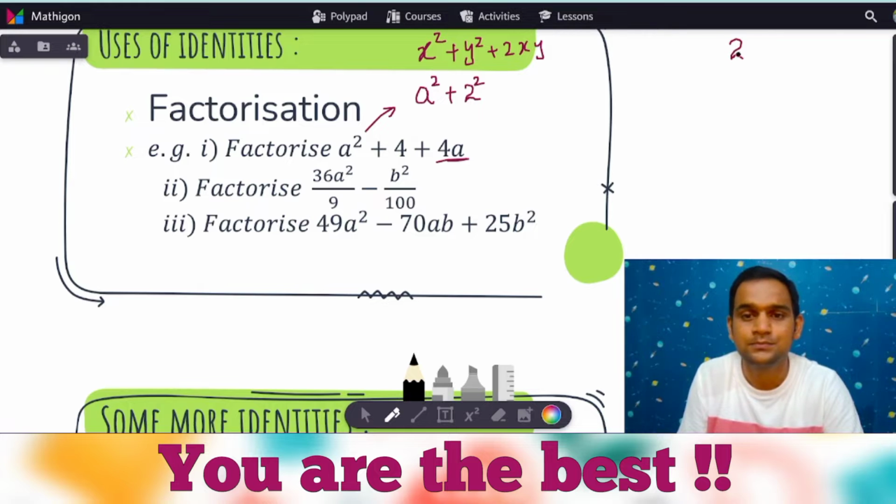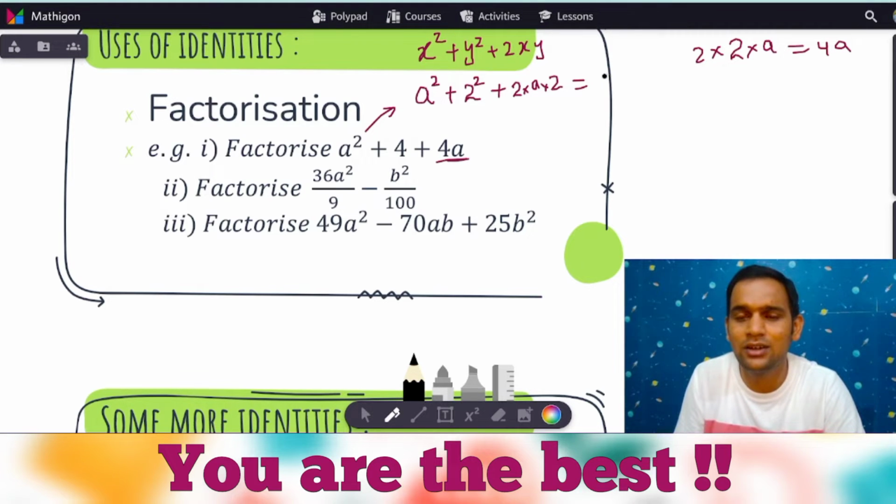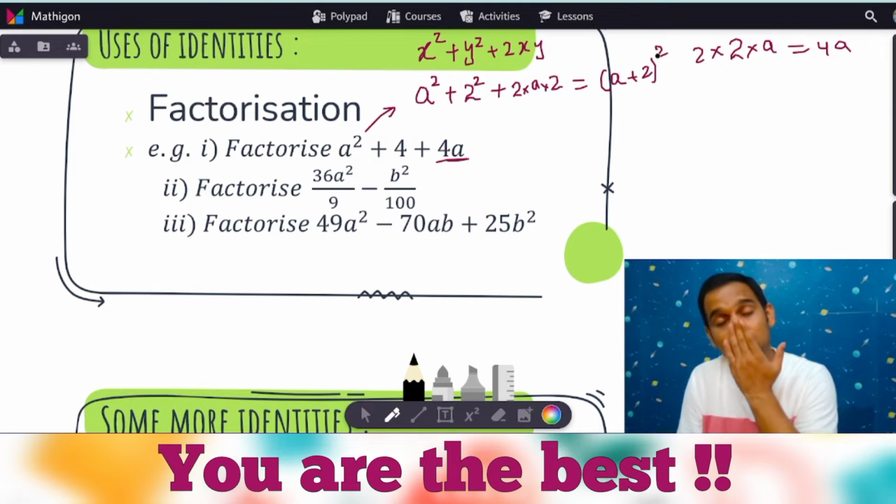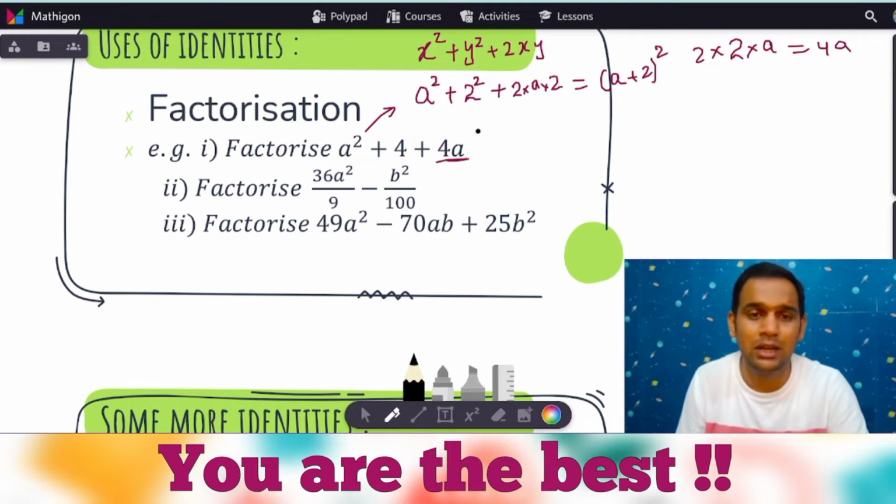So 2 multiplied by a, that is the value of y and x, and obviously we need to find 2xy, so one more 2. 2 times 2 is 4, 4a. As you can see, we have clearly verified that 2 times x, which is a, multiplied by y, which is 2. So that means the factorization will be (a plus 2) the whole square. I hope that makes sense. Very easily we were able to factorize.